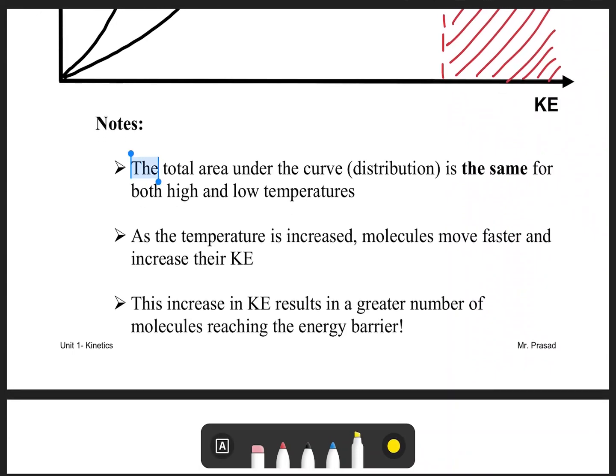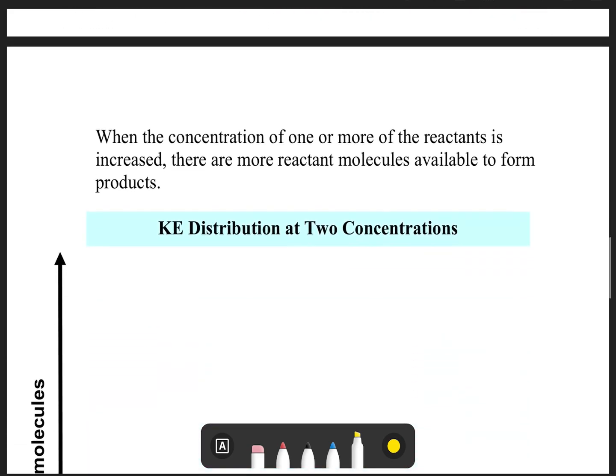A couple of notes on this graph. As I mentioned before, the total area under the curve of the distribution is the same for both high and low temperatures. That's the key. The area is exactly the same. If we have 100 molecules under the low temperature curve, we have exactly 100 molecules under the high temperature curve. As the temperature is increased, molecules move faster and increase their kinetic energy. This increase in kinetic energy results in a greater number of molecules reaching the energy barrier.